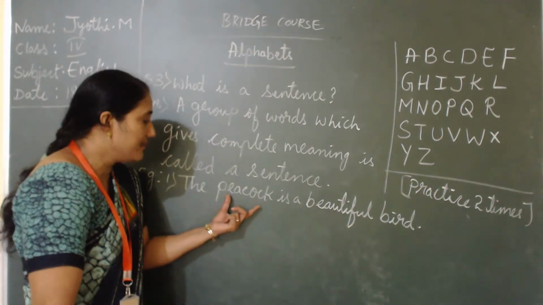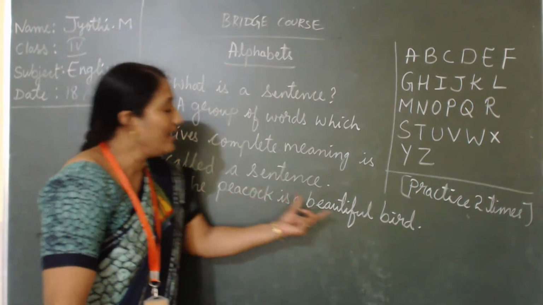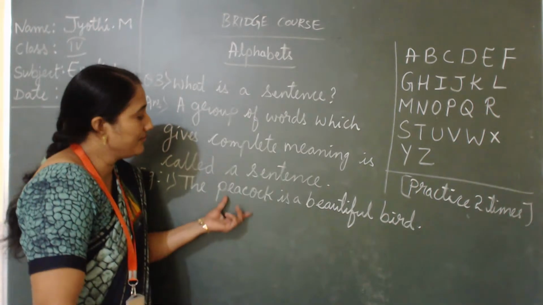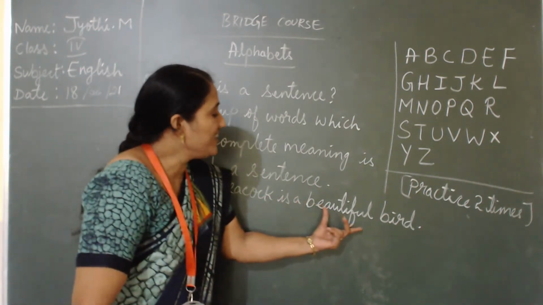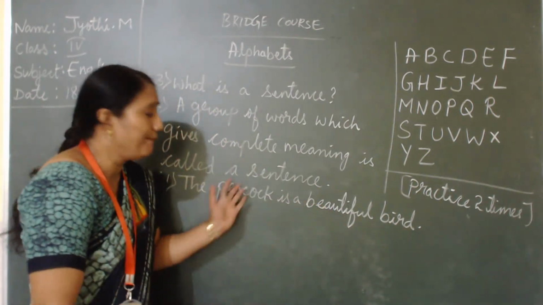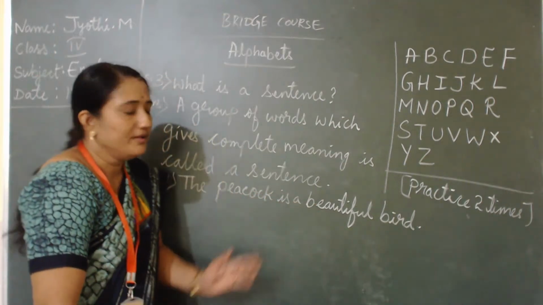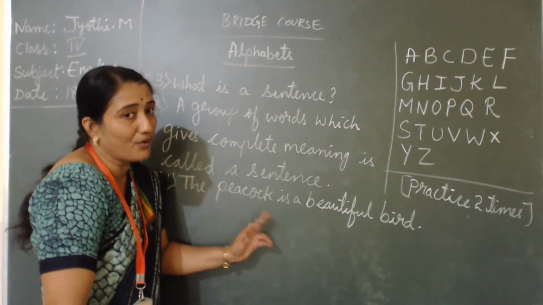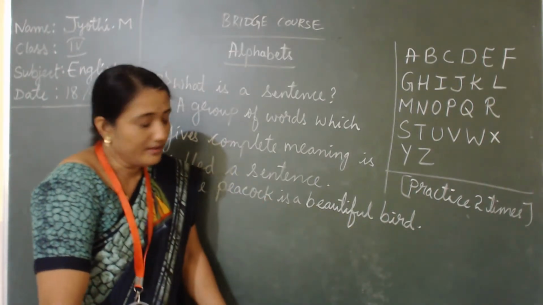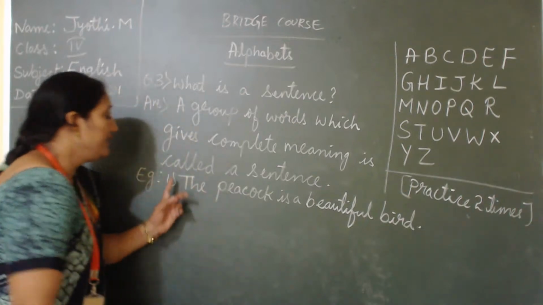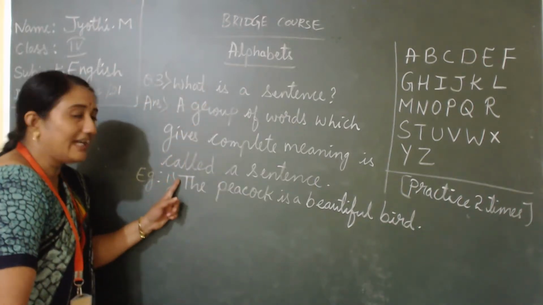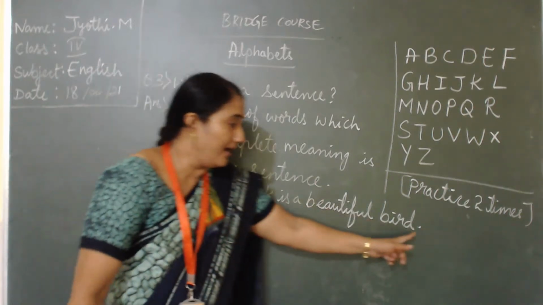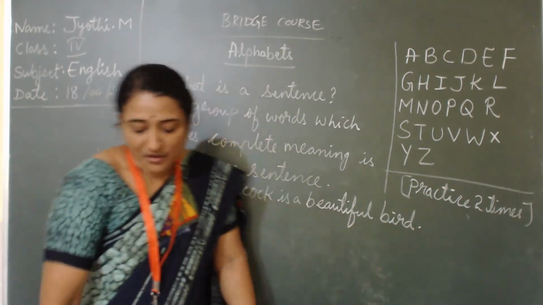See, if somebody asks, how is the peacock? You will tell, peacock is a beautiful bird. Or if somebody asks, which is a beautiful bird? We will tell, peacock is a beautiful bird. See, you are getting a full sense here. See what we did here? In a sentence, we started the first word with a capital letter and at the end we gave a full stop.